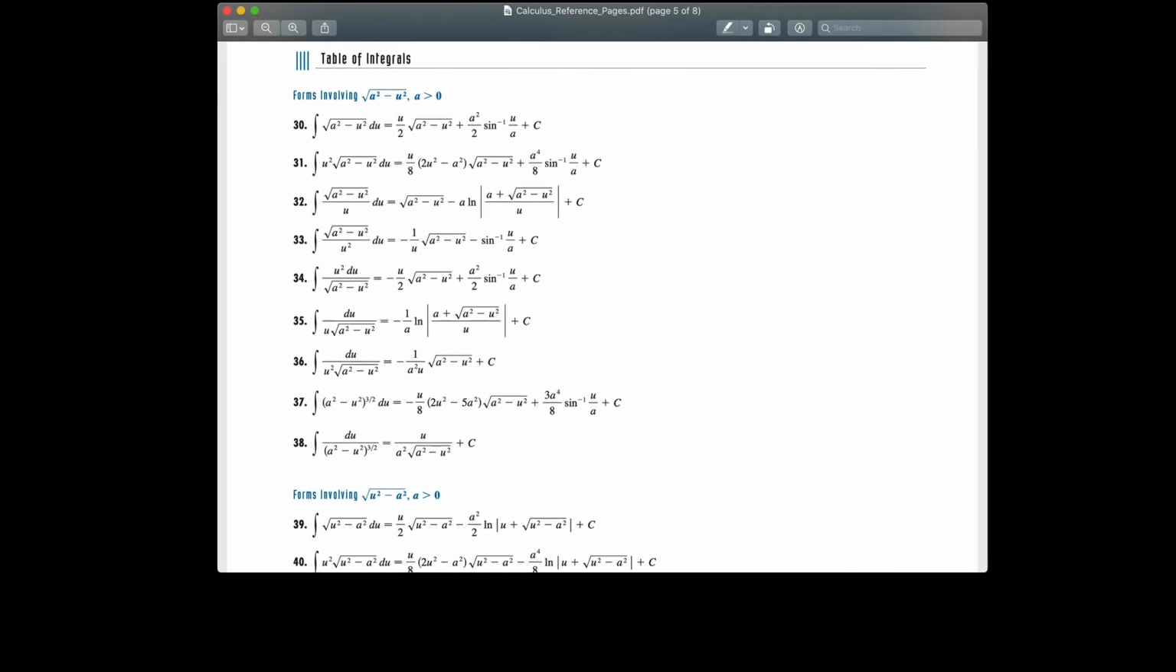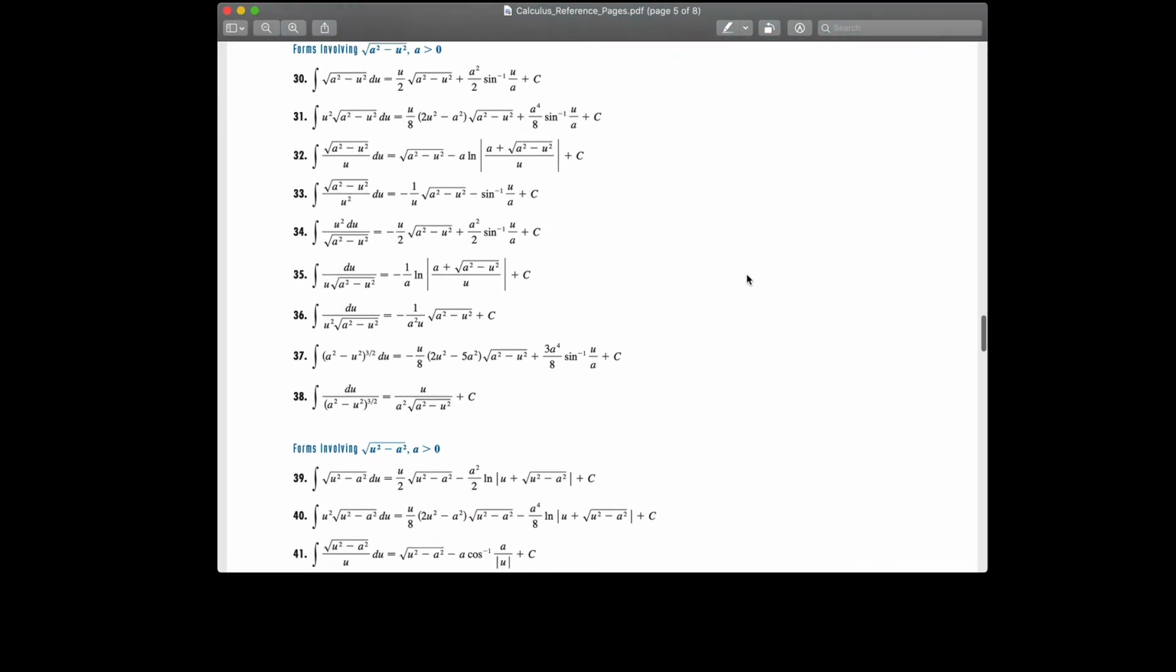Okay, let's look at our table of integrals for this integral. So we go back to the trig section.